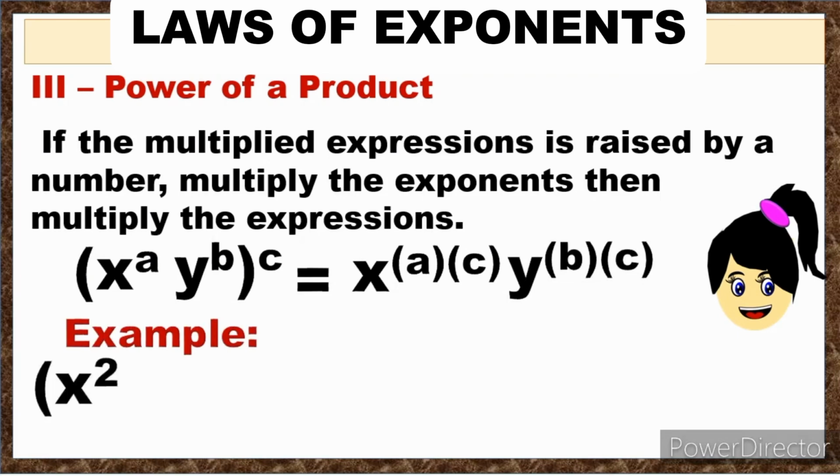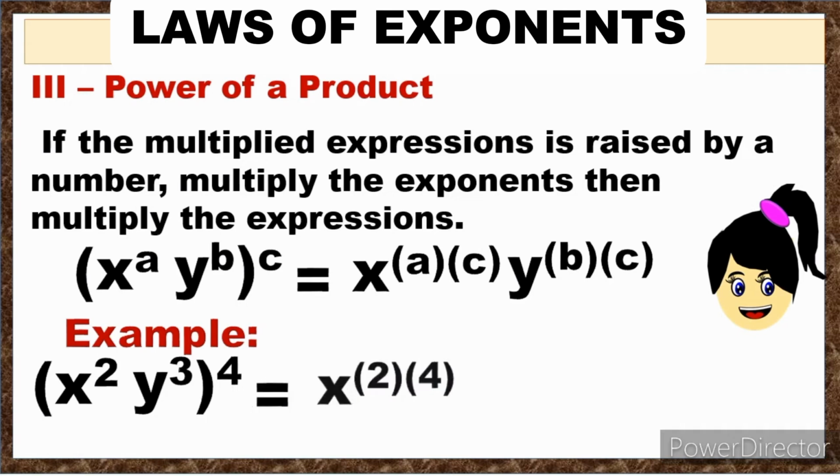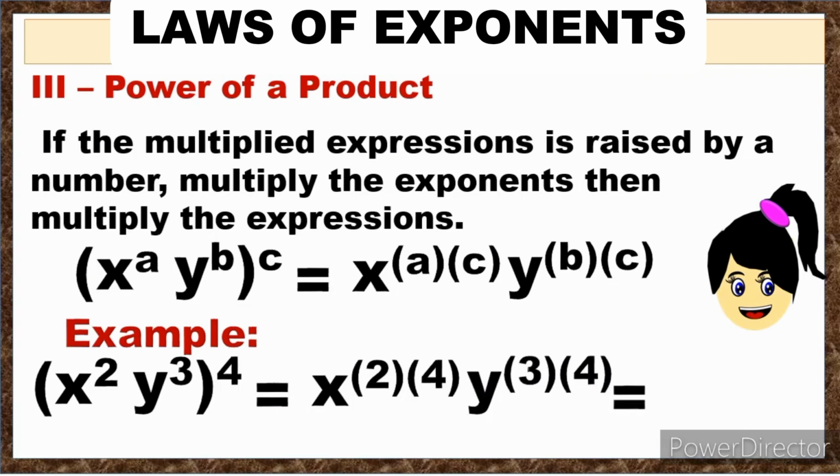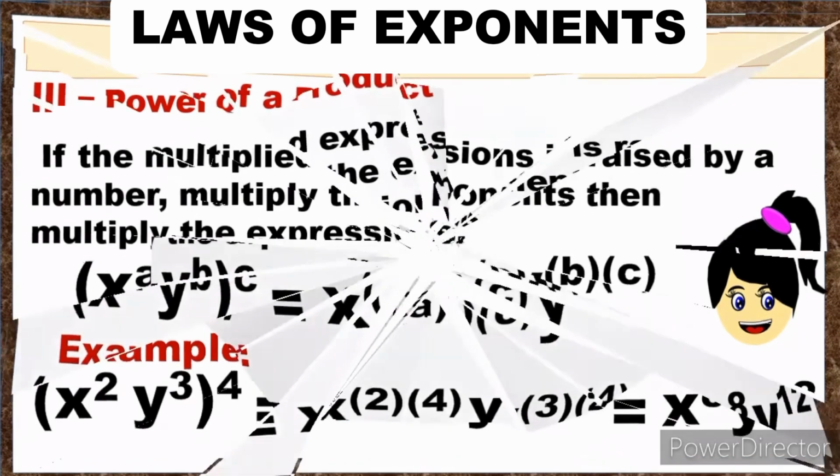Okay, example, we have x squared, y cubed to the 4th power. Okay, in this expression, we're going to distribute the exponent. Okay, we have x squared times the power 4. Then y, we have y cubed times 4. Then it is equal to x raised to 2 times 4 is 8. Then y, 3 times 4 is 12. Okay, so we multiply their exponent.